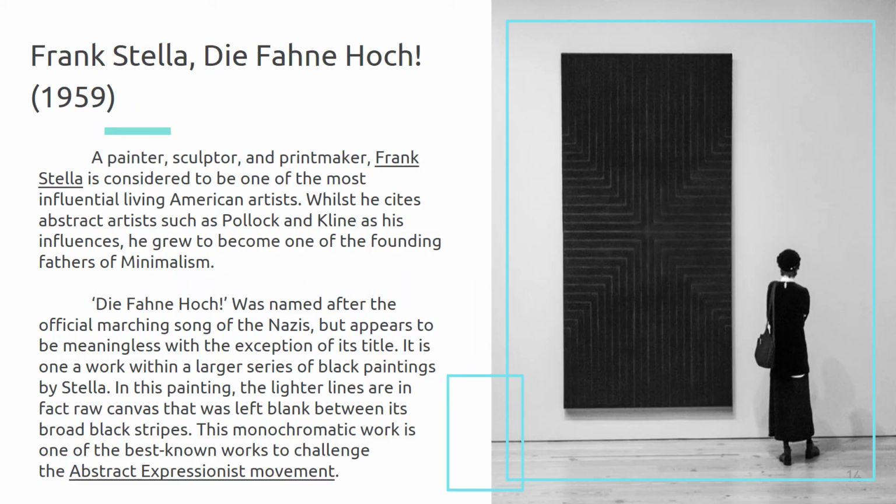This minimalist art is called Die Fahne Hoch by Frank Stella. A painter, sculptor, and printmaker, Frank Stella is considered to be one of the most influential living American artists. Die Fahne Hoch was named after the official marching song of the Nazis, but appears to be meaningless with the exception of its title. In this painting, the lighter lines are in fact raw canvas that was left blank between its black stripes. This monochromatic work is one of the best-known works to challenge the abstract expressionist movement.